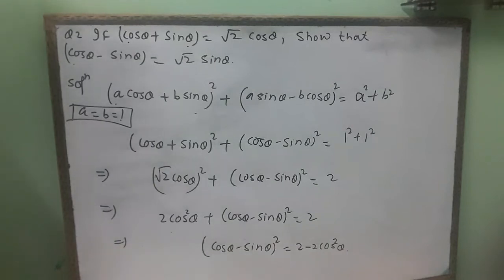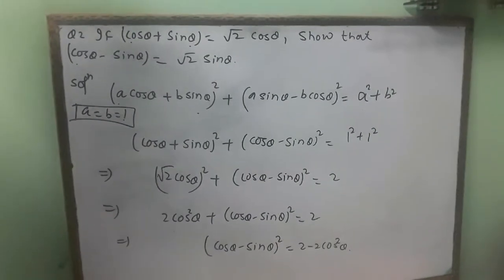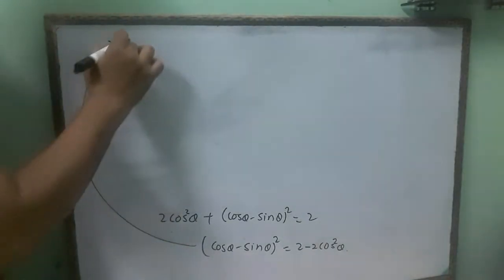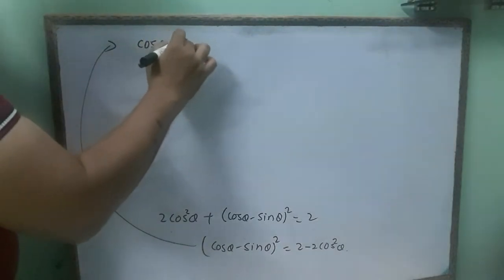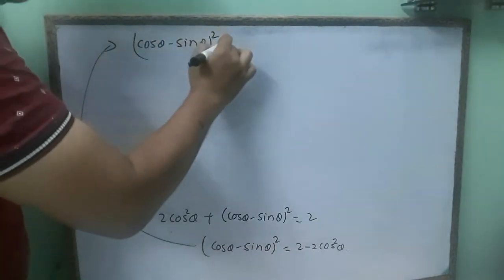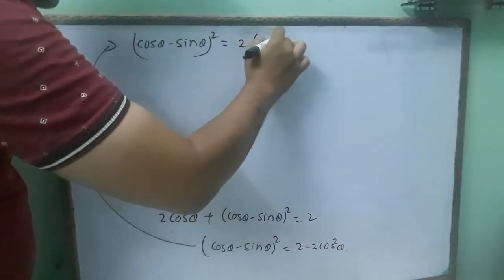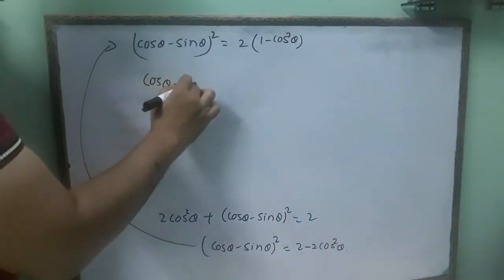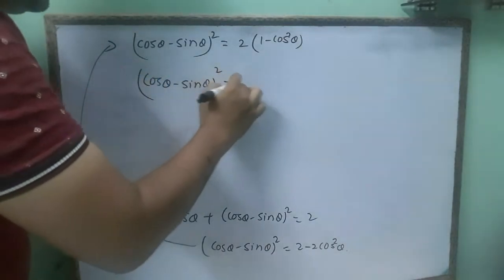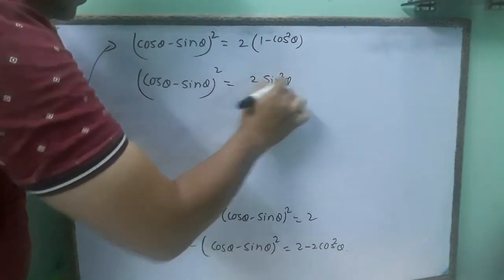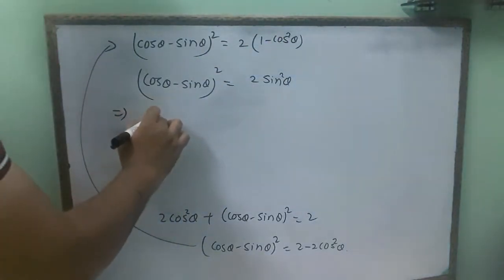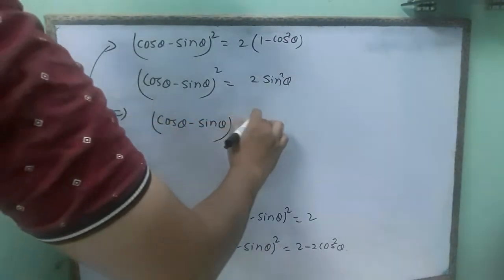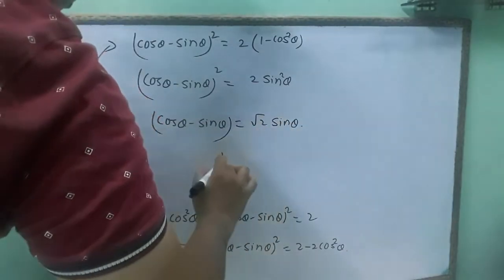So I am just writing the things. See this one. So it will be written as cos theta minus sin theta whole square is equal to 2 times 1 minus cos square theta. So now cos theta minus sin theta whole square is equal to 2 sin square theta. Taking the square root on both sides, it will be cos theta minus sin theta is equal to root 2 sin theta. So it is proved.